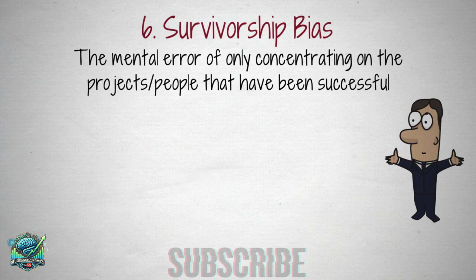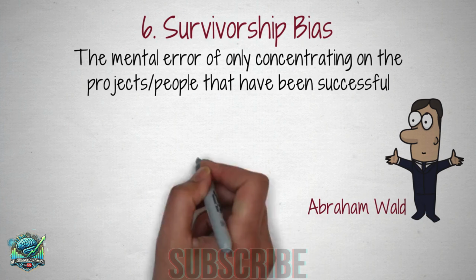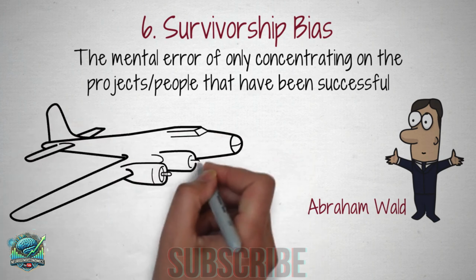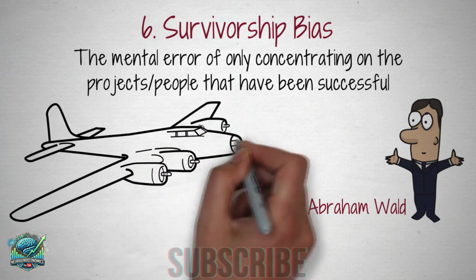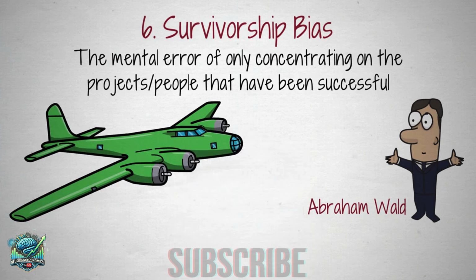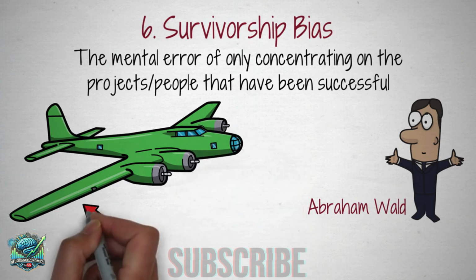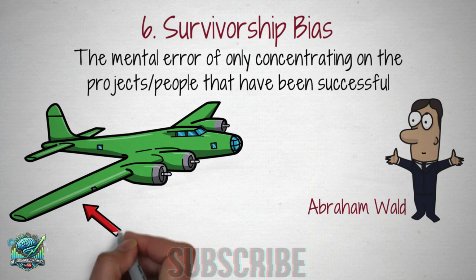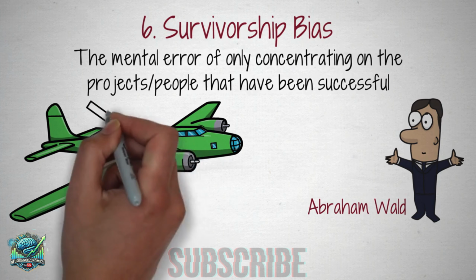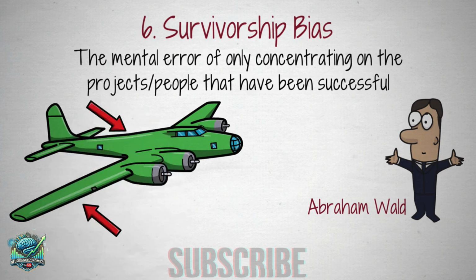A famous example of survivorship bias in action comes from military history. During World War II, statistician Abraham Wald was working for the US military to try and figure out where planes should have their armor reinforced in order to avoid getting shot down. The military's initial efforts weren't as successful as they'd like, and Wald knew why. The military had decided to only reinforce those areas where planes had been shot. But the problem was, they were only seeing planes that had returned.